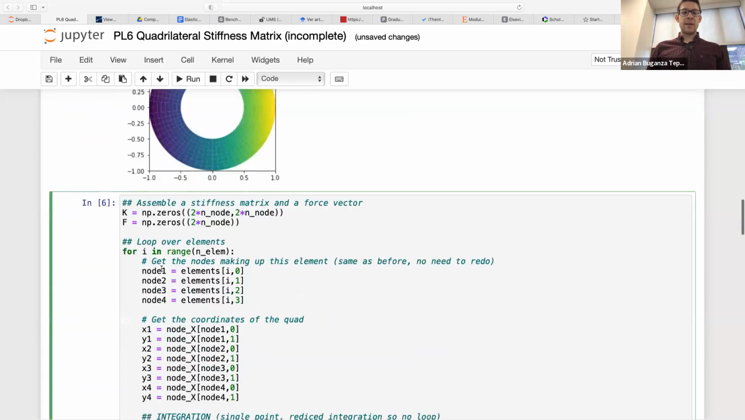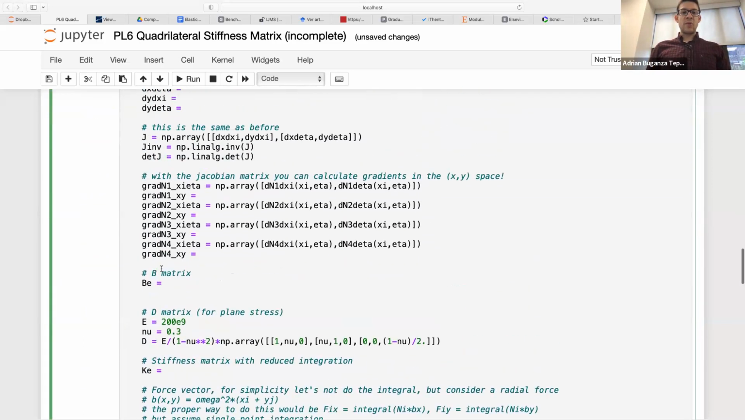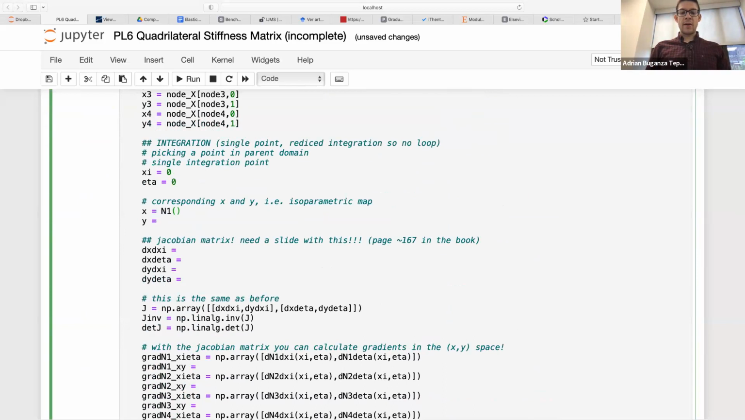I'll just try to write it very quickly. So just N1 of psi, eta. This will be N1 times X1, and then N2 times X2, and N3 times X3, and N4 times X4. And then for the Y components, I should just go and try to find what I wrote last time.